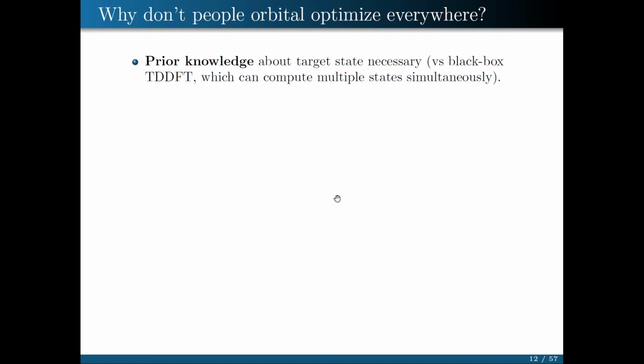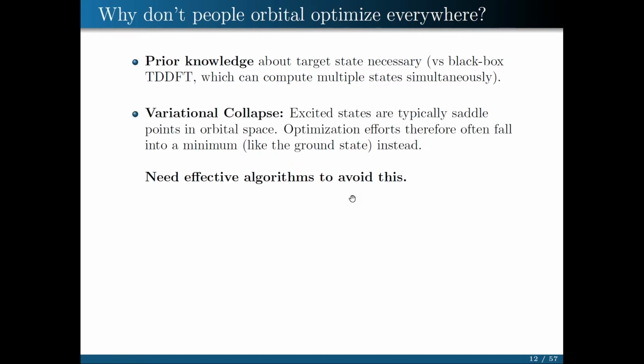However, there are 2 other problems that I would like to talk about today. The first is the variational collapse problem, in that excited states are normally not minima of energy. They're in fact saddle points most of the time. Optimization efforts therefore often fail to stick onto the saddle point and instead slip onto a nearby minimum, like the ground state. So we need to have effective algorithms that can avoid the variational collapse problem.